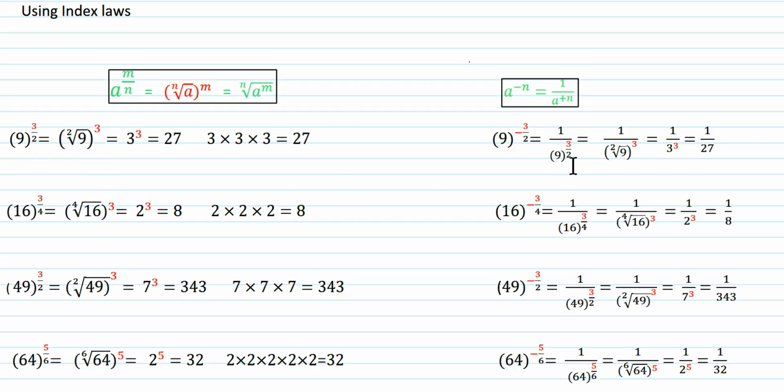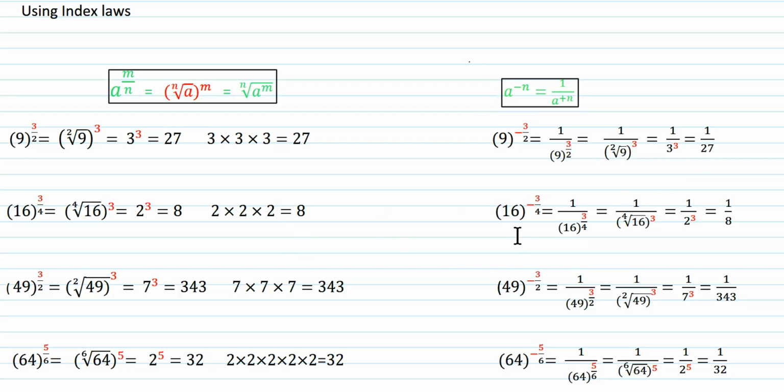So this becomes the same as this, and this turns into the square root of 9, all raised to the power 3. The square root of 9 is 3. 3 multiplied by itself, the cube of 3 is 27, so it's 1 over 27. This is the same as this, but this is under 1. So this negative causes the whole thing to be put under 1.